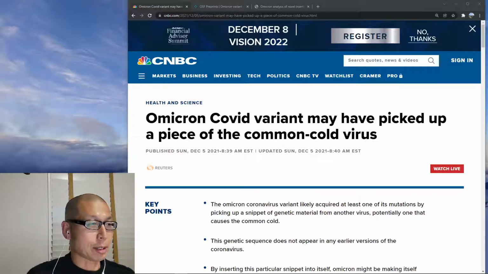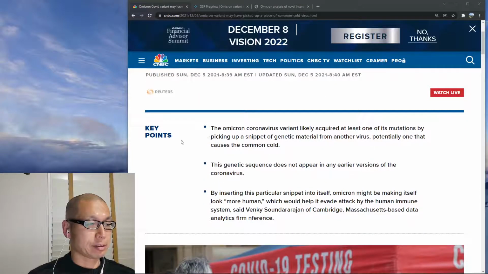All right, guys, let's talk about this article. There's an article from CNBC a few days ago, which says Omicron COVID variant may have picked up a piece of the common cold virus. This paper was talked about in several other popular press articles. And here are the key points.